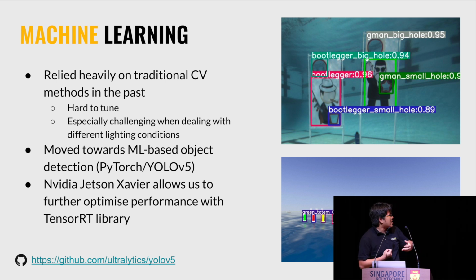The last thing it allows us to do is to export to TensorRT. TensorRT is a library for Jetson devices. We have a Jetson Xavier on our AUV, and we use the TensorRT library to further optimize inference speed. On our AUV, we can get anywhere from 12 to 15 frames per second for machine learning, which is good enough for what we need.